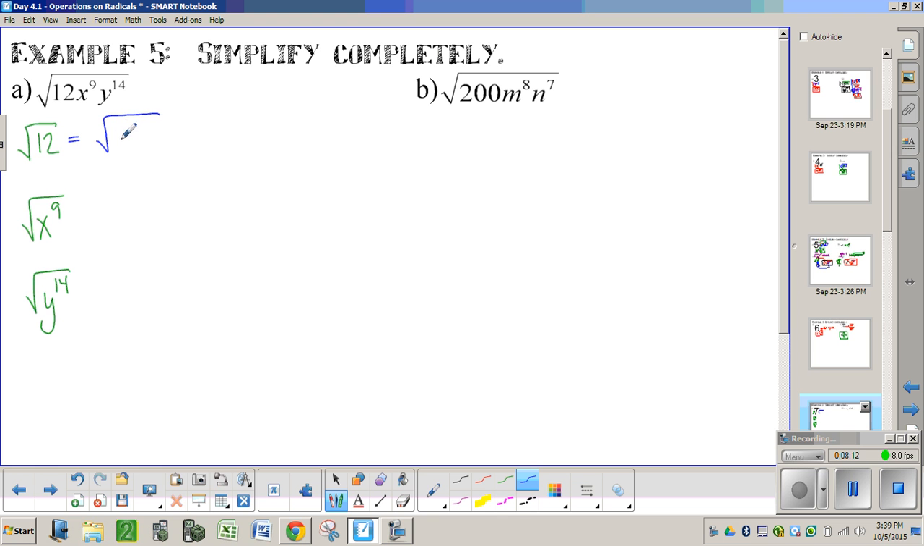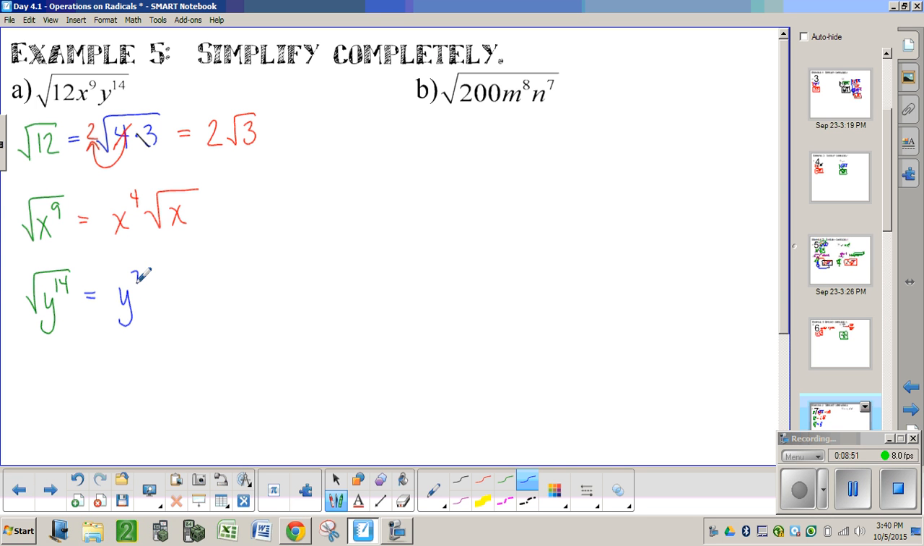So this, I can simplify into 4 times 3. Square root of 4 is, oh guys, I apologize for that line there. All right, I got rid of that line for you. Square root of 4 is 2. So this part simplifies into 2 radical 3. All right, now we're going to do x to the 9th. So remember, 2 goes into 9 4 times, so x to the 4th goes on the outside. I have a remainder of 1, so x to the 1st goes on the inside. If I simplify y to the 14th, that happens to be a perfect square. That's just y to the 7th.